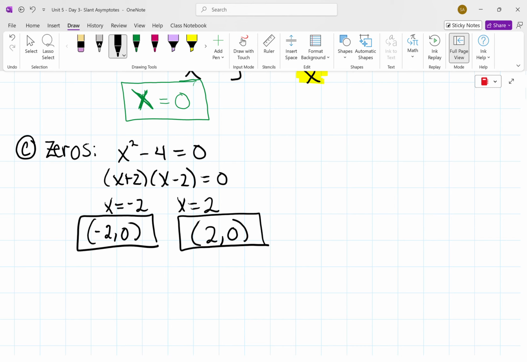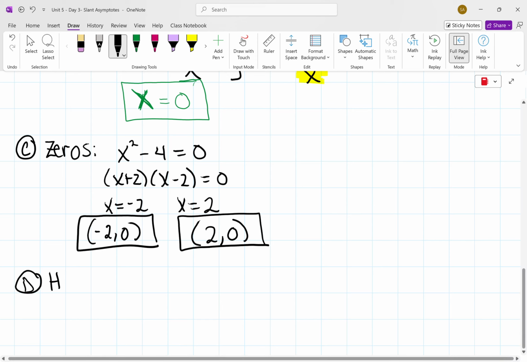All right, so we checked for domain, we checked for the vertical asymptote, we checked for zeros. What's next? Slant. Before slant, horizontal. Can we have a horizontal and a slant asymptote? No, it's one or the other. Could we have neither of them? Yeah, we could have neither slant or horizontal, but we cannot have both. So I'm going to check for the horizontal asymptote.